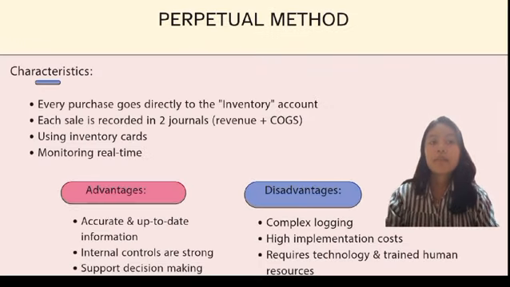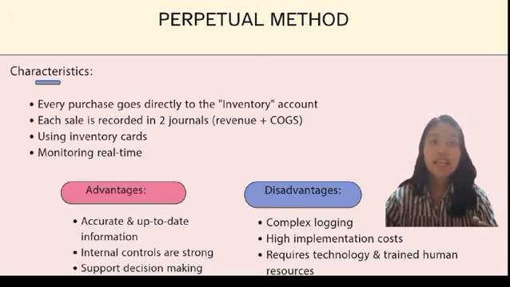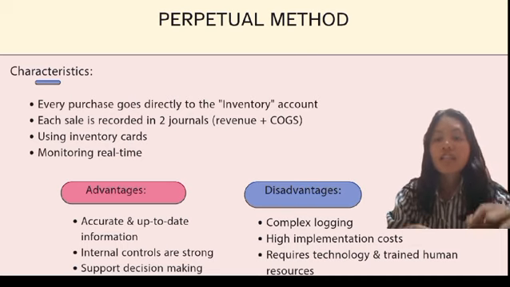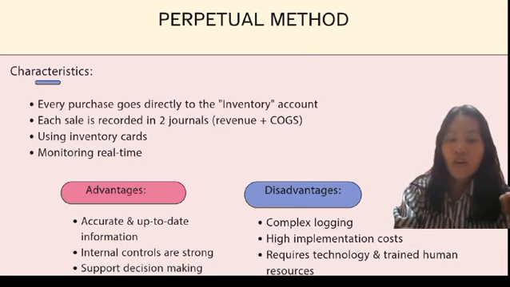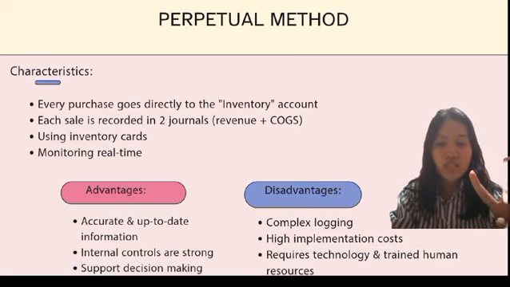Two, perpetual method. This method records its trading mutation on a continuous basis, so the supply balance can be known at any time without requiring physical calculation. Characteristic of the perpetual method: each purchase of merchandise is promptly recorded as adding to the supply account. Each sale is noted with two journals in which the revenue of sales is recorded and the supply reduction and the additional cost of sales are added.